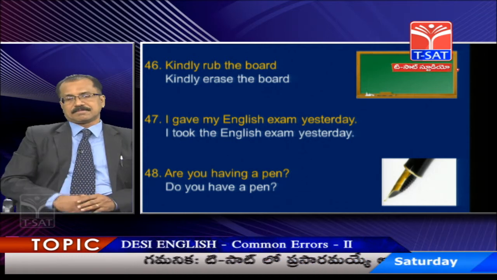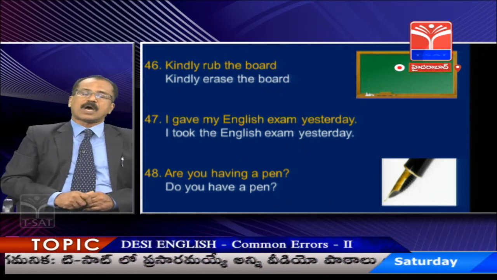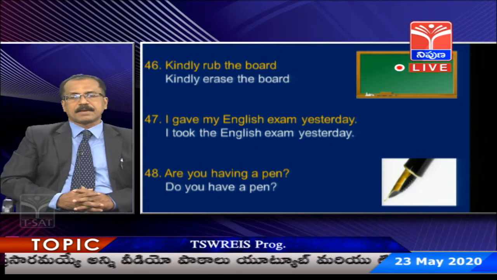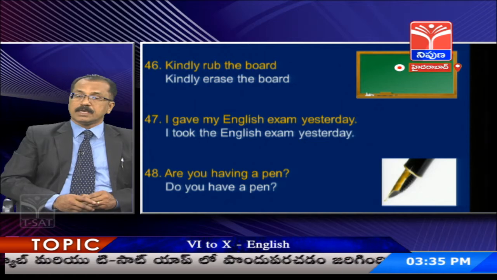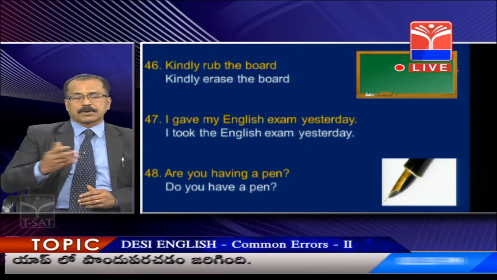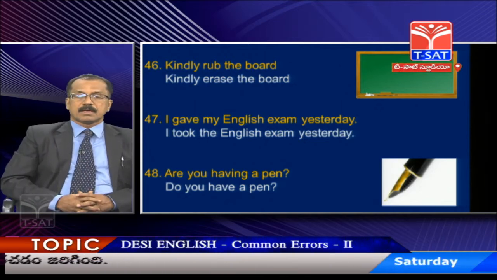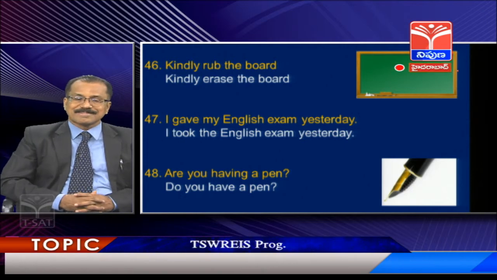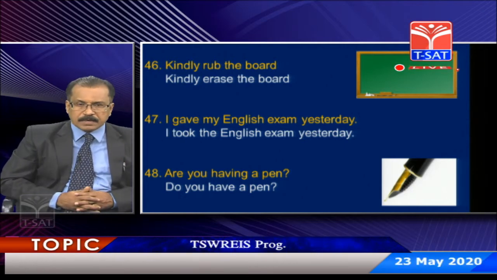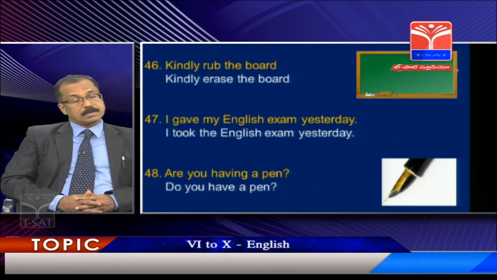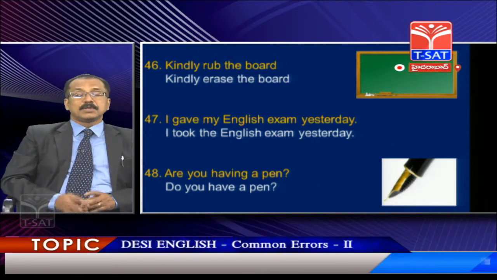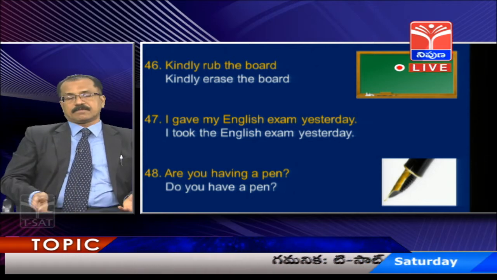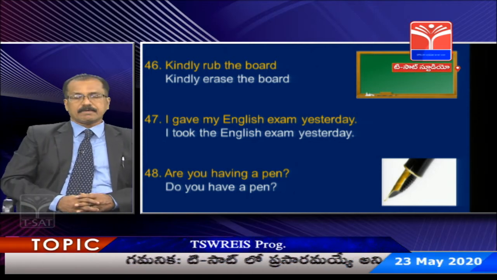Then the next sentence, you wanted to ask your friend for a pen. You want to inquire whether she or he has a pen or not. Then what will you say? Are you having a pen? Very often people ask, are you having a pen? Then your friend also will reply, yes, I am having a pen. Instead, say, do you have a pen? Then the friend might reply, yes, I have a pen.